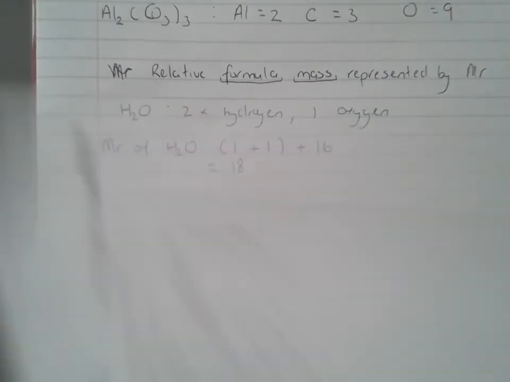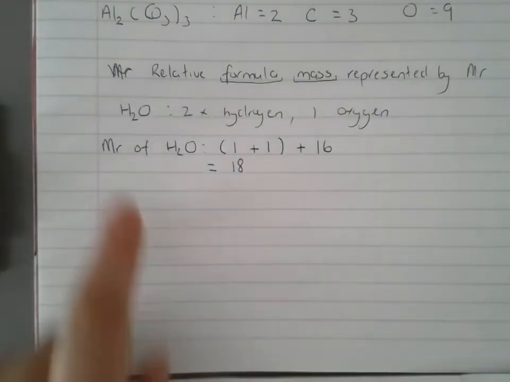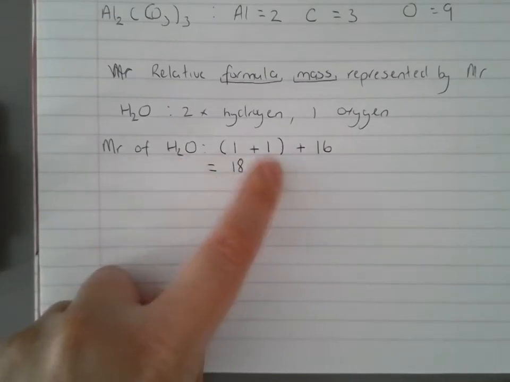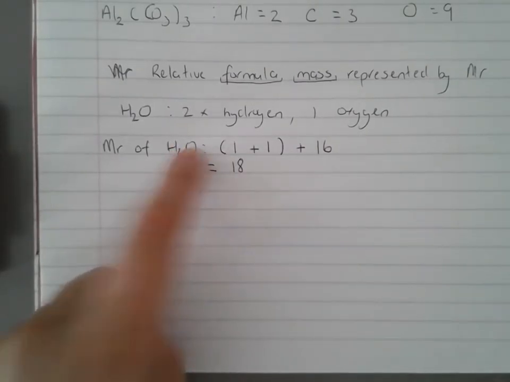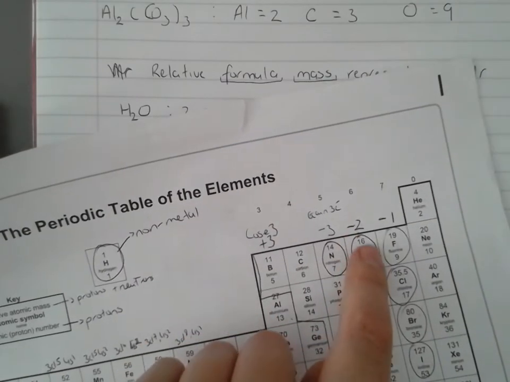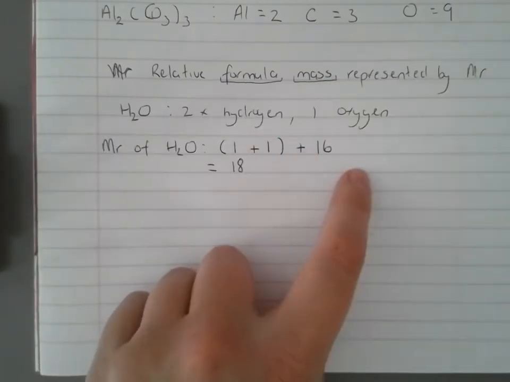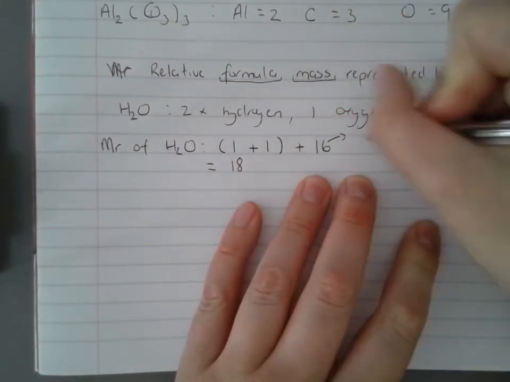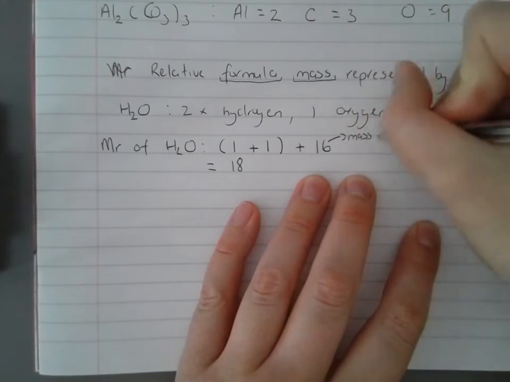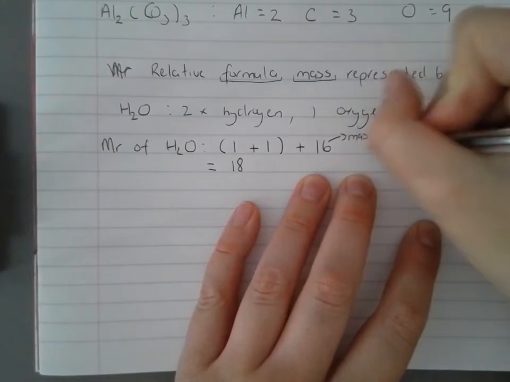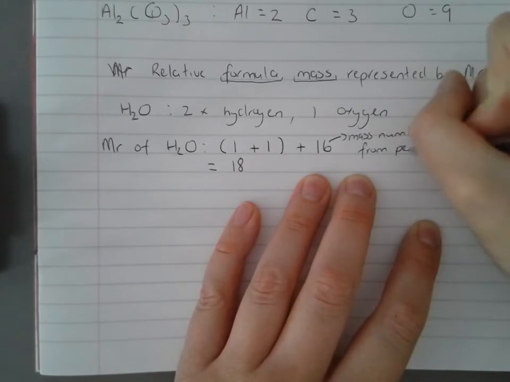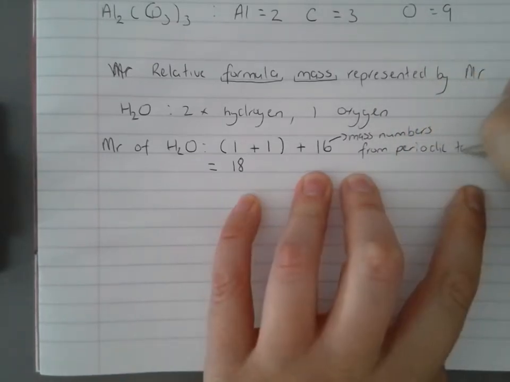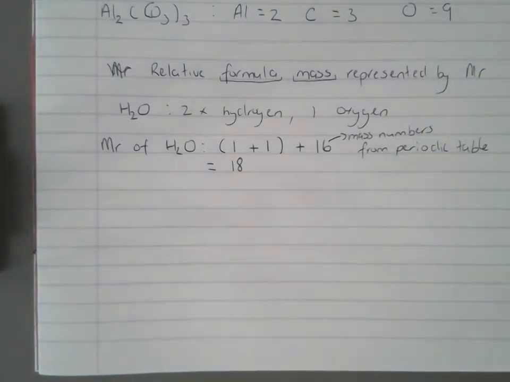So the relative formula mass of H2O is 18. Each hydrogen has got a mass number of 1. There are 2 hydrogens, which is 1 plus 1. I've got 1 oxygen, which has a mass number of 16. So 1 plus 1 plus 16 is 18. These numbers, I'm going to write next to them, mass numbers from the periodic table. Please make a note of that for yourself because when you look back on this, you might not know where you've gotten those numbers from and you might be confused. So they're the mass numbers from the periodic table.